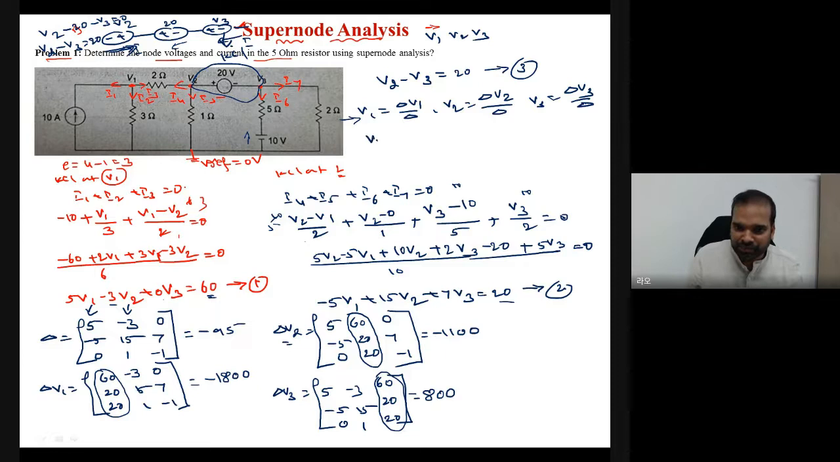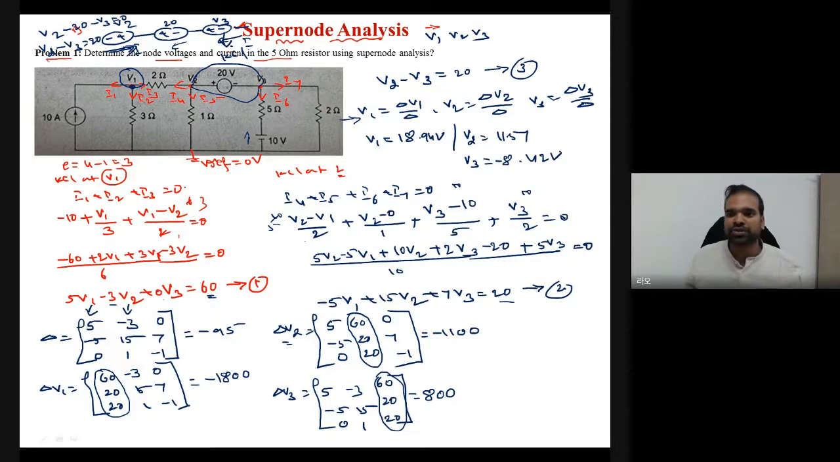Now see, V1 equals delta V1 by delta, which is -1800 by -95. So you will get 18.94 volts. This is the V1 node voltage. Now for V2, delta V2 by delta, you get 11.57. This is my node V2 voltage. And for V3, delta V3 by delta, you will get -8.42 volts. So this is my V3.